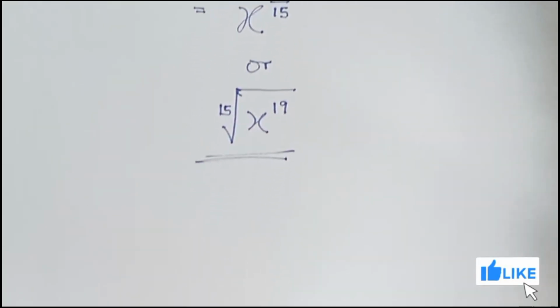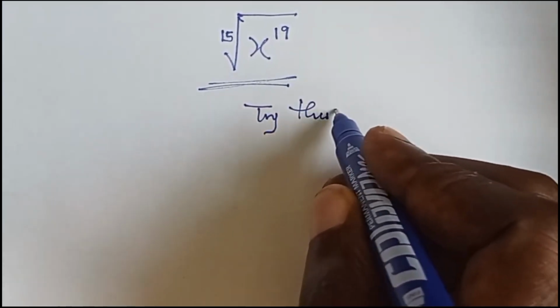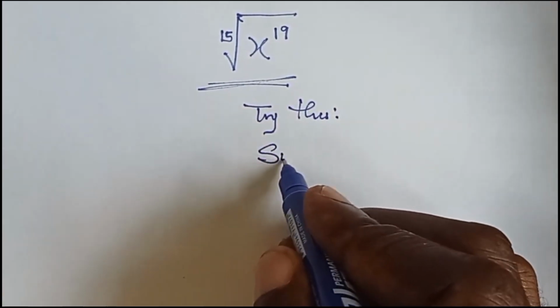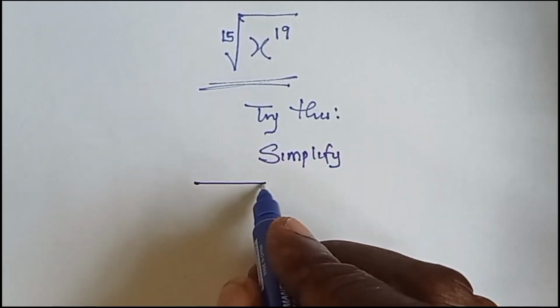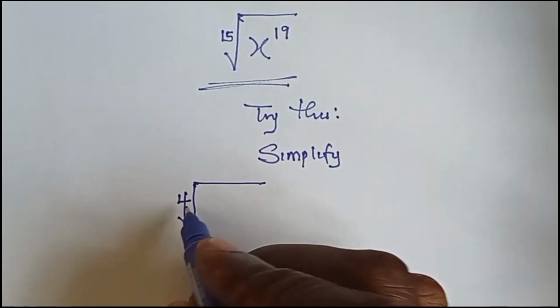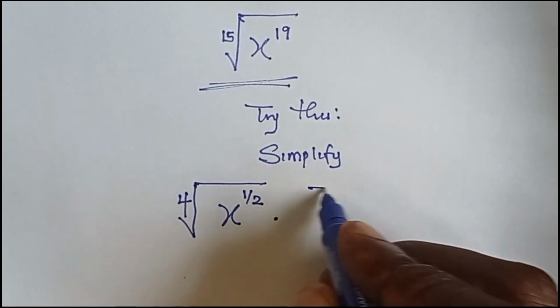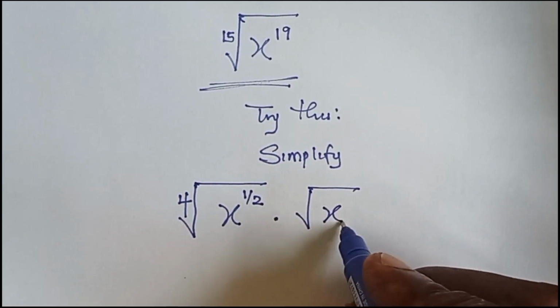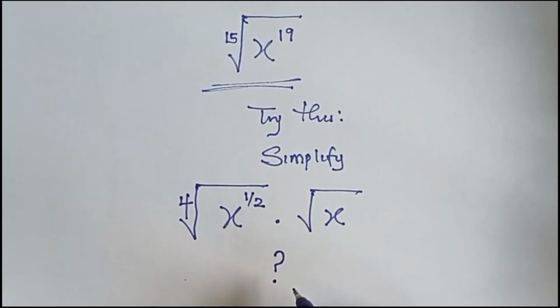Alright, so let's try this. Simplify the fourth root of x raised to the power 1 over 2, multiplied by the square root of x. Alright, so let's simplify this and write our answer in the comment section.